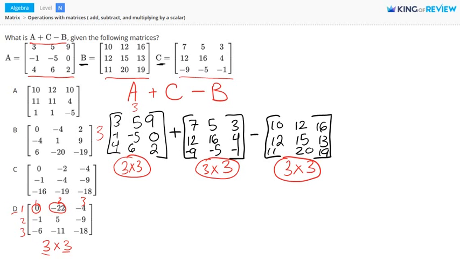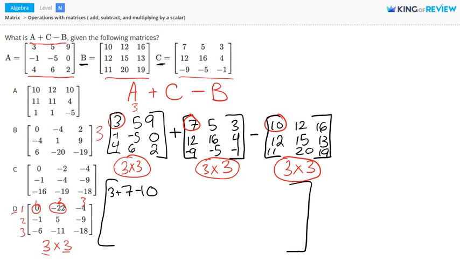Now when we add or subtract matrices, we need to look at the corresponding entries. So for instance, if we look at the entry that's in row 1, column 1, that would be 3, 7, and 10. So these are all corresponding entries because they're in the same position, which is that upper left-hand corner. So now what we want to do is calculate each entry. So for this upper left-hand entry, we're going to have 3 plus 7 minus 10.